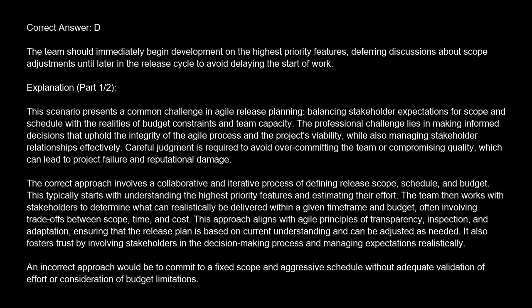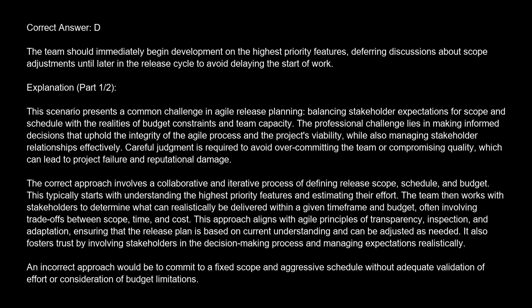The correct answer is D. The team should immediately begin development on the highest priority features, deferring discussions about scope adjustments until later in the release cycle to avoid delaying the start of work. Explanation. This scenario presents a common challenge in Agile release planning, balancing stakeholder expectations for scope and schedule with the realities of budget constraints and team capacity.